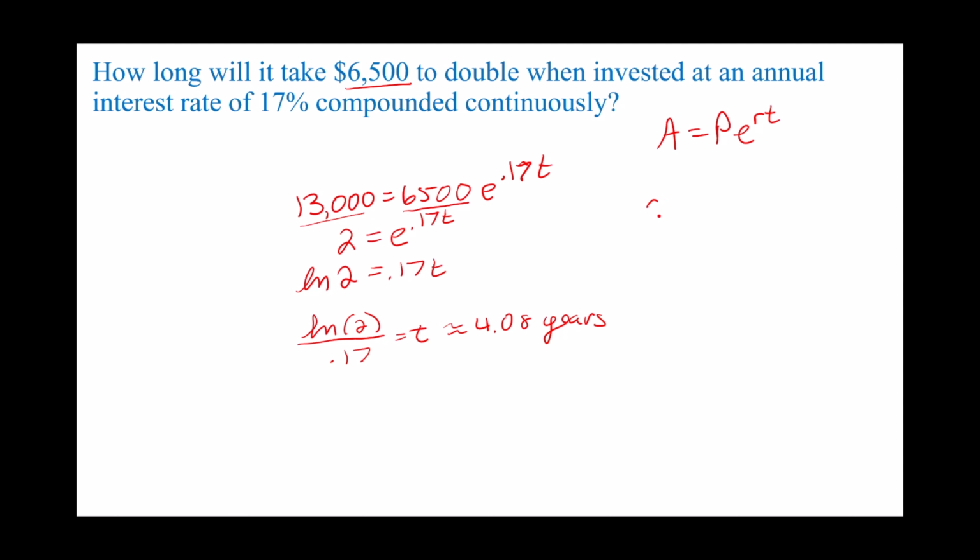So when I want to double something, the equation would look like 2 equals e to the RT. And we don't have to worry about that P. We start with $1 and end with $2 would be one way to think about it. It doesn't matter how much you start with. It's going to double in the same amount of time.